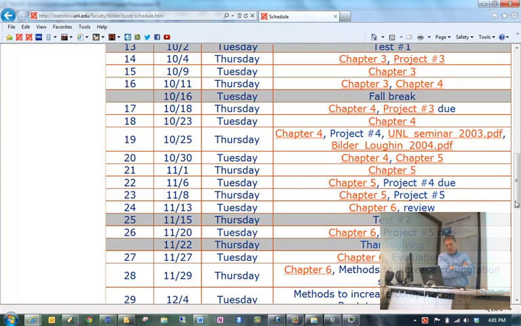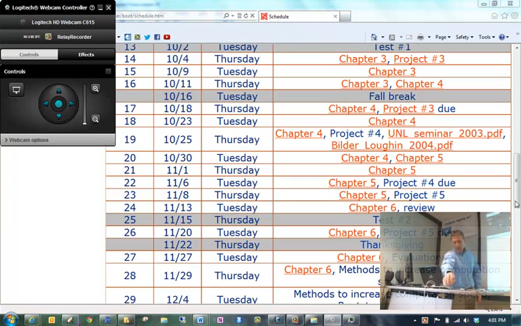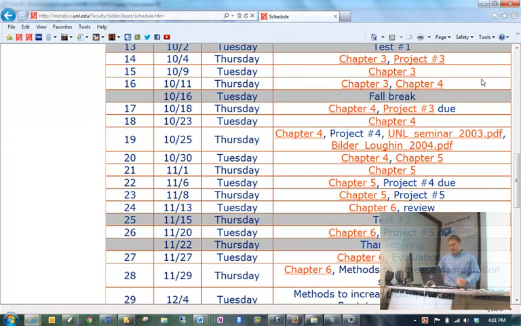Project number 3, I just posted it before class, so I will pass out a paper copy of it to you so that we can discuss it a little bit later. I anticipate that we'll be able to get through Chapter 4 and Chapter 5 before the next test, and that is tentatively scheduled for November 15th. Are there any questions before we start talking about the test? Okay.